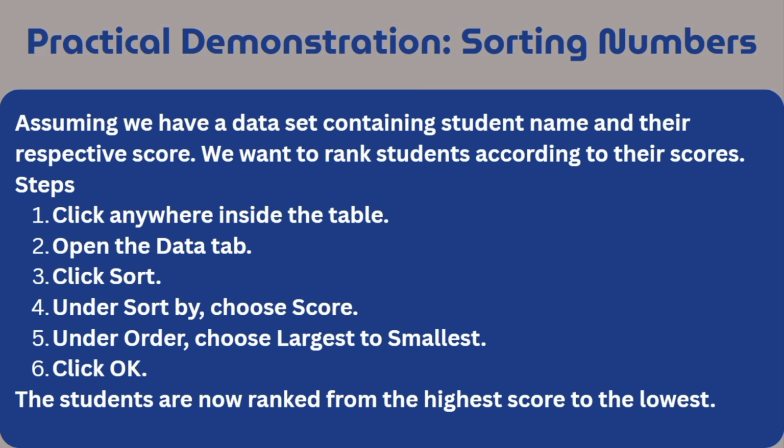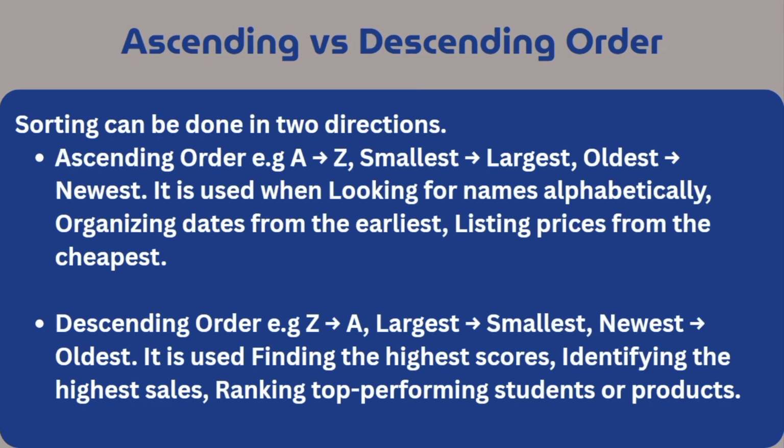Assuming we have a data set containing the student's name and their respective score, we want to rank students according to their score. So what do we do? We click anywhere inside the table, we open the Data tab, we select Sort, and under Sort by, we choose Score. Under Order, we choose largest to smallest and we click OK. So the students are now ranked from the highest score to the lowest score.